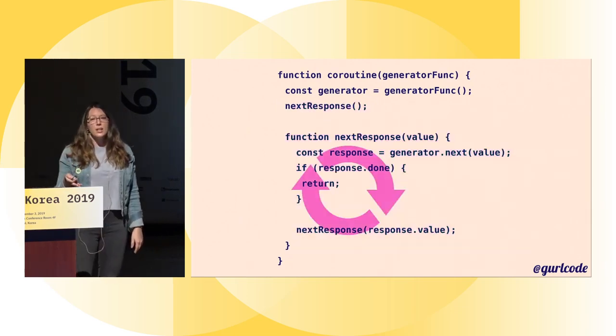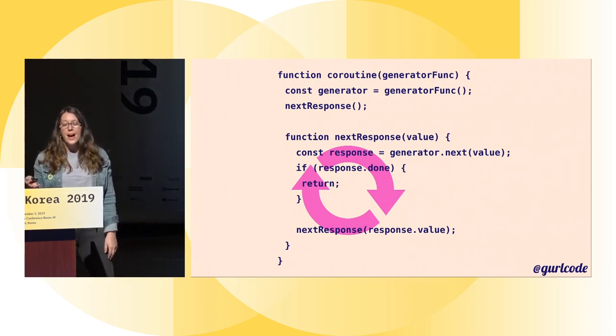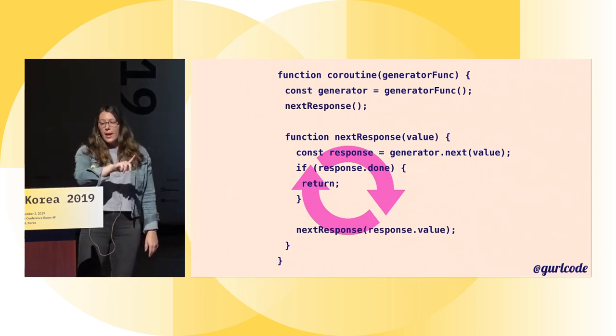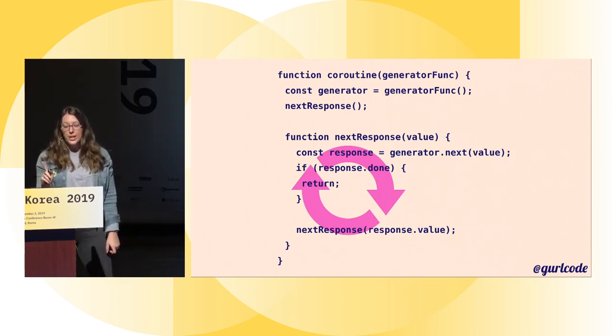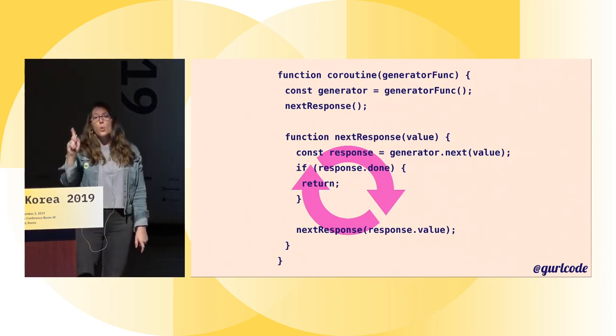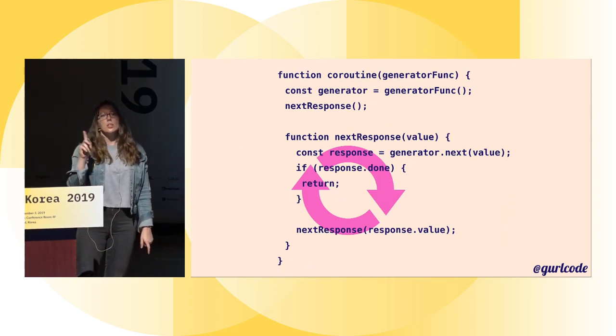So the coroutine is the cooperative partner to the generator. The coroutine function passes control to the generator, and when the generator pauses, control goes back to the coroutine. And these two functions cooperatively pass control until completion.